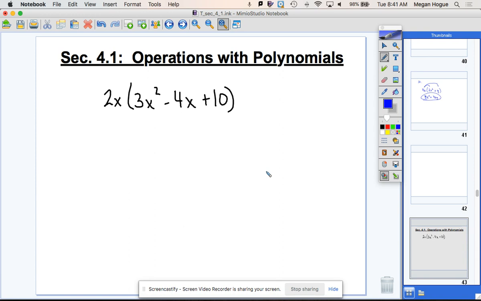So operations with polynomials. Today our bigger focus is going to be multiplying. We've kind of dealt with the exponents by themselves, addition and subtraction. Now our big focus is multiplying. We've seen it a little bit. So go ahead and try 2x times 3x squared minus 4x plus 10 on your own.